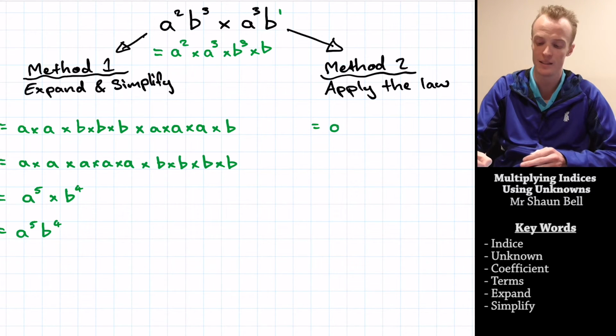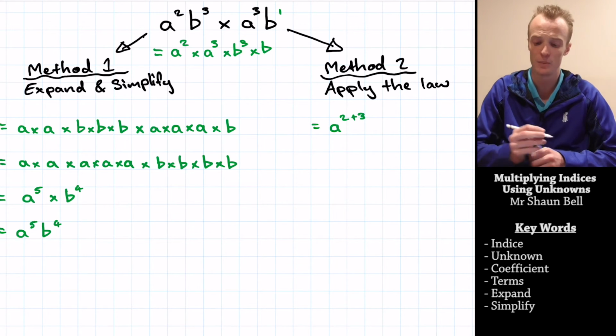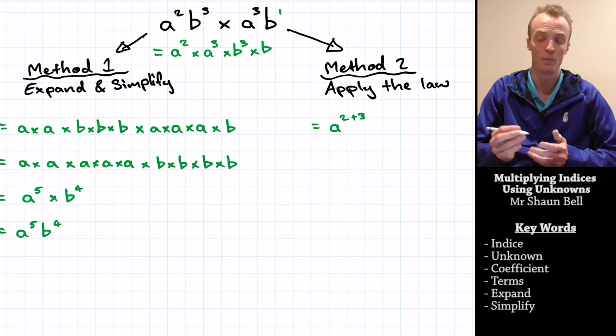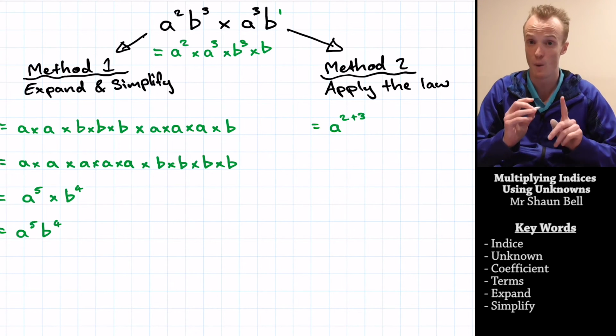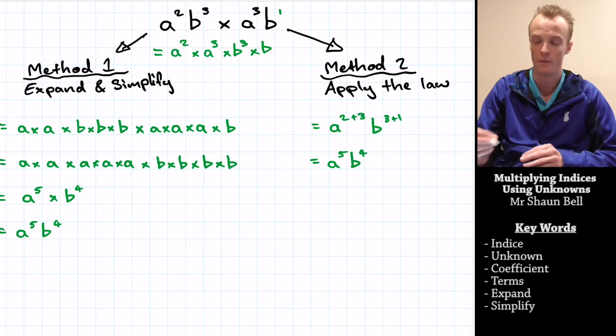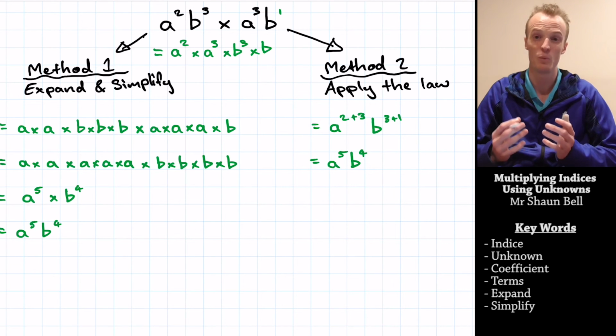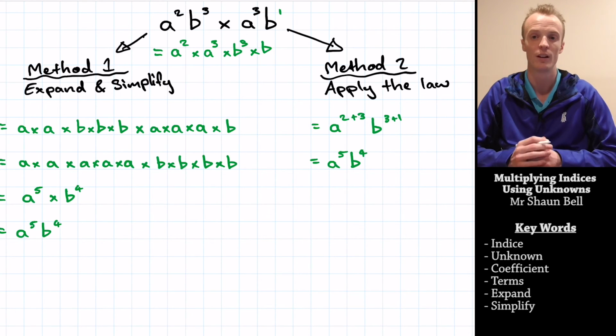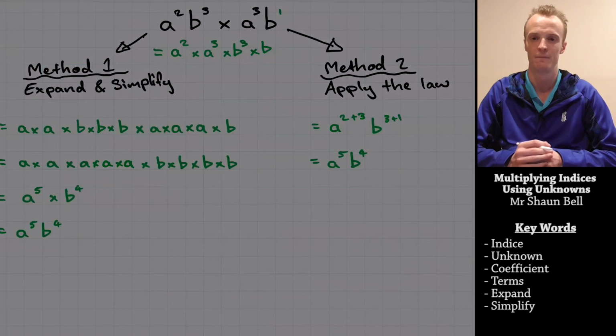So we keep the base and we add the exponents, that 2 plus 3. The same occurs with that b to the power of 3 multiplied by b, which is b to the power of 1. So we keep the base and we add the exponents. Now this will be equal to a to the power of 5, b to the power of 4. Now you'll see with each method we do arrive to the same solution. However, when we apply the law, it helps us arrive to that solution in a much more efficient method.